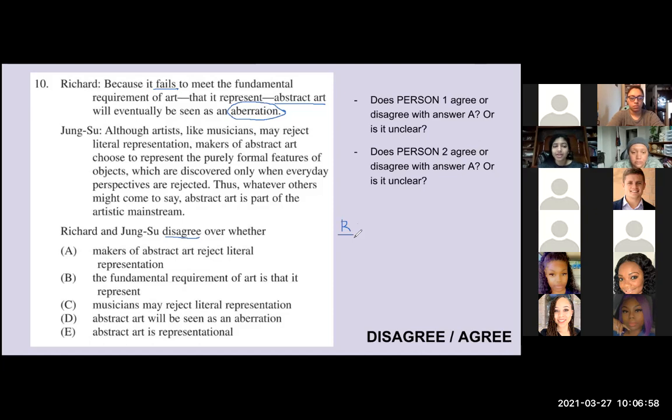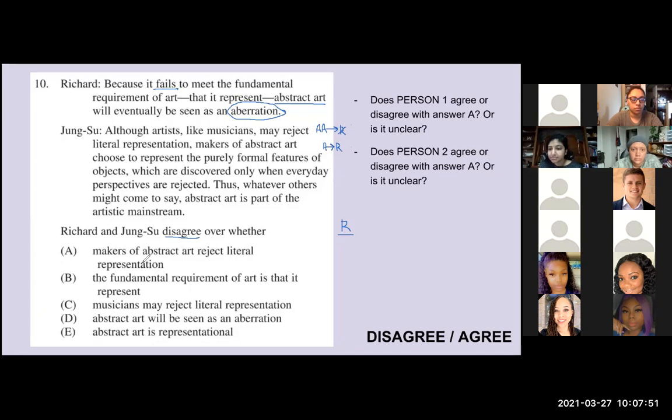Does someone want to summarize what Richard said? I know it was kind of complicated and wordy and condensed. I think he's saying that abstract art isn't real art because it doesn't meet the fundamental requirement of art, which is to represent. Yeah, so he's saying abstract art doesn't represent, right? If it's abstract art, let's call that AA, then it doesn't represent. And then if it's art in general, it should represent. Does that make sense?